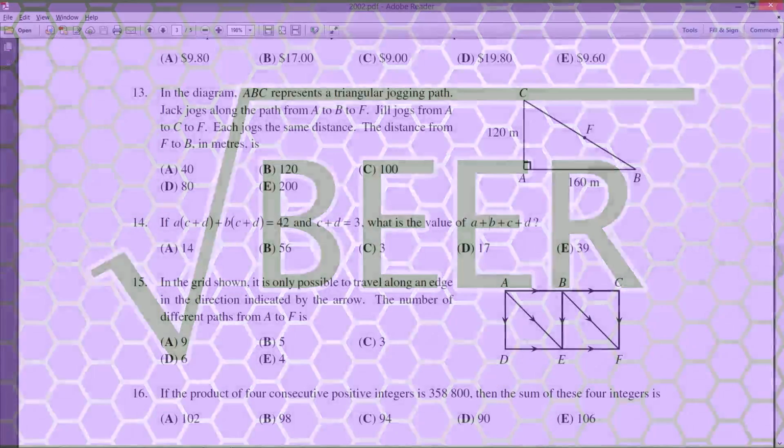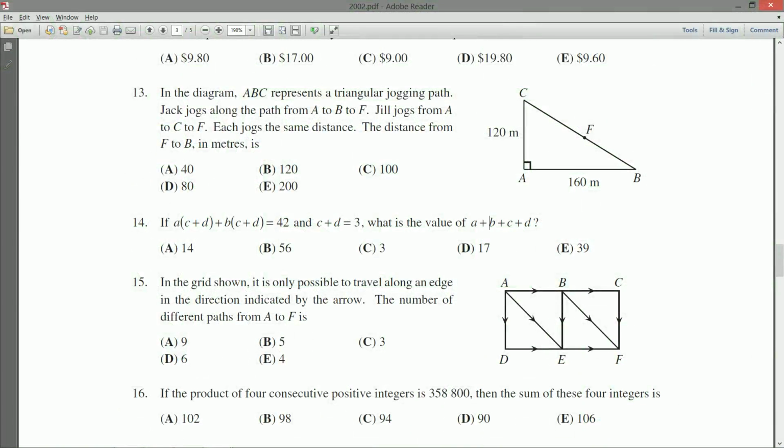We're taking a look at question number 13 now on the grade 10 paper, the Cayley Math Contest, 2002 Cayley Contest to be specific. In the diagram, triangle ABC represents a triangular jogging path. Jack jogs along the path A to B to F. Jill, Jack and Jill, nice, jogs from A to C to F, and we know some of these distances here. Each jogs the same distance. The distance from F to B in meters is F to B, that's what we're working at.